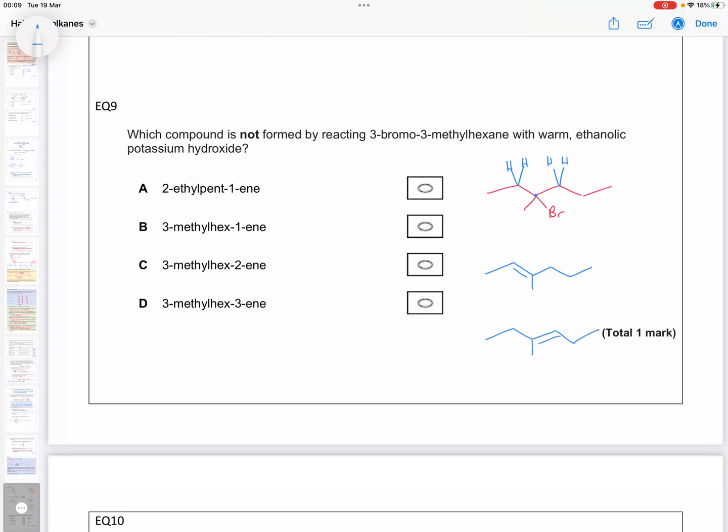That could be here. Okay. So that's the two potential locations. Which compound is not formed by reacting 3-bromo-3-methylhexane with warm ethanolic potassium hydroxide? So we've got our two possible positions. Let's have a look at the answers.